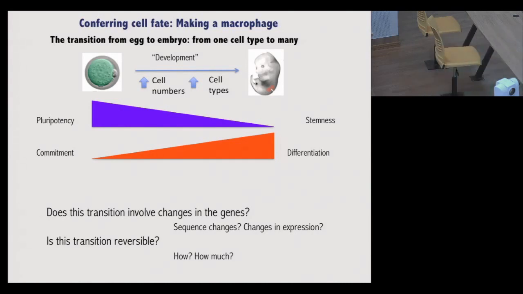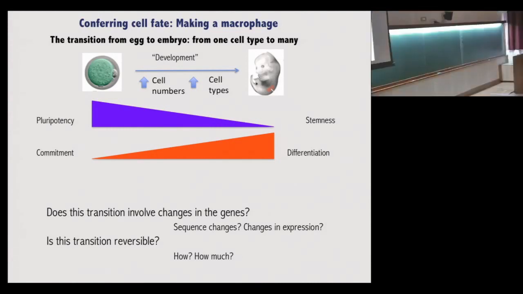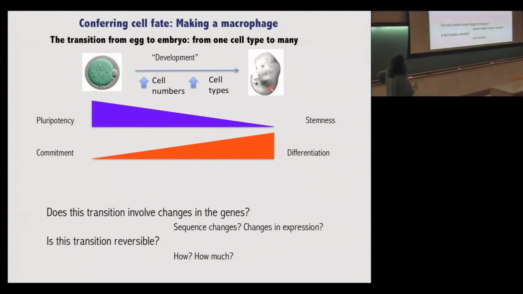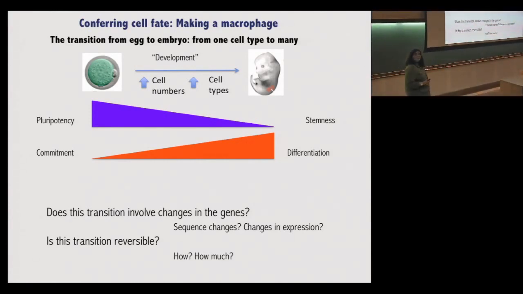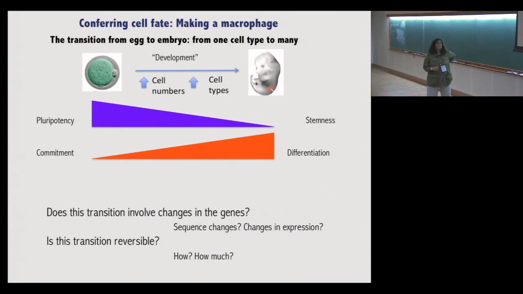Okay, so the reason I told you this was that one of the other changes that I said accompanies morphogenesis is that from one cell type, you end up having many cell types. So there are two other gradients that go with this transition that we might call development. And one is that the pluripotency reduces. Okay, what do I mean by pluripotency?